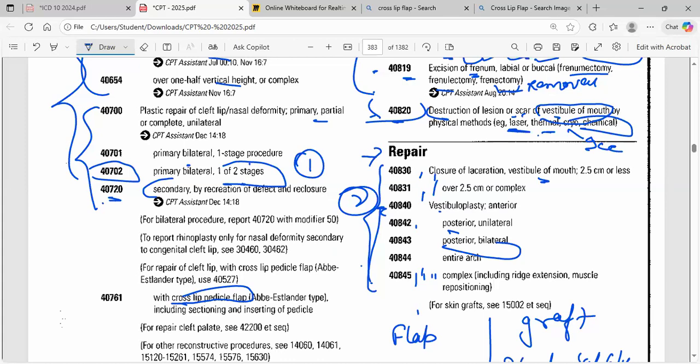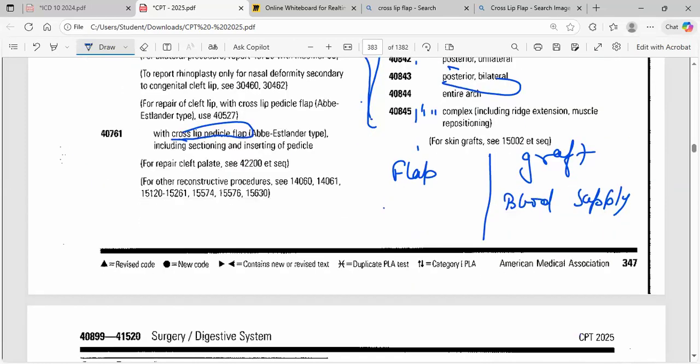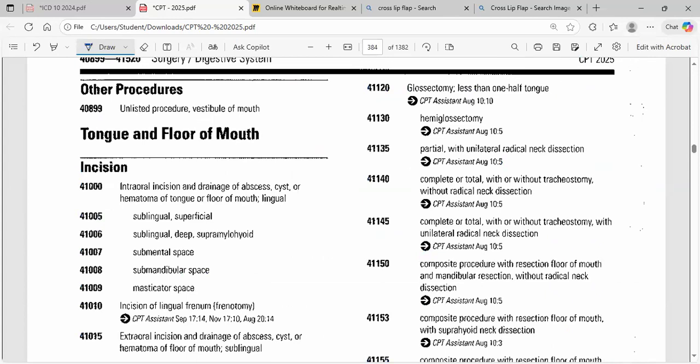Next, we have the tongue section. Tongue and floor of mouth. Tongue codes begin from 41000 to 41155. The prefix used for tongue is gloss. So let's say there is the word glossectomy. Glossectomy means removal of the tongue.